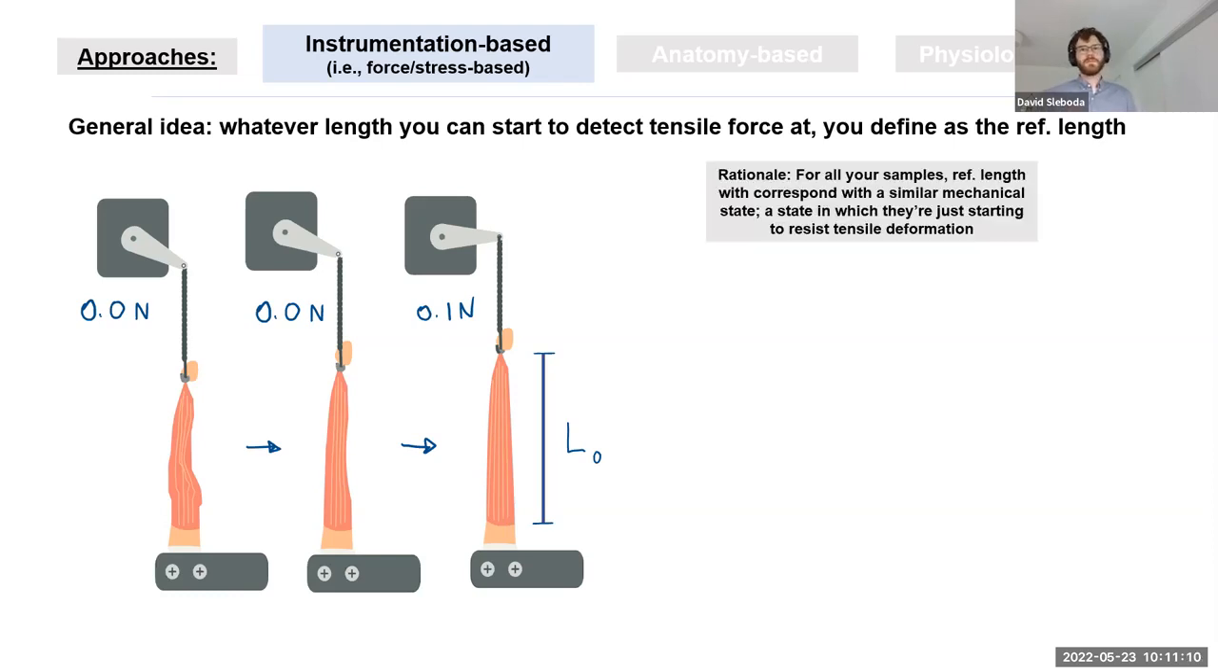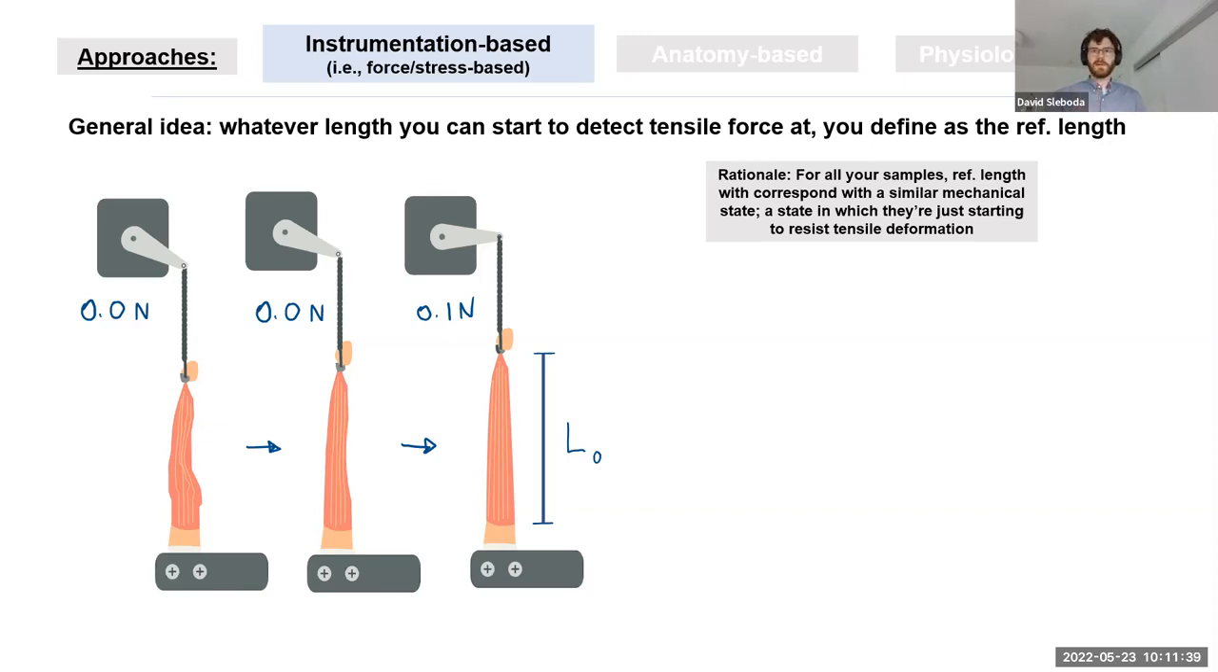And kind of the deeper rationale behind this approach is that for all the samples, the reference length that you're defining is going to correspond with a similar mechanical state, a state in which the muscle or the tendon or whatever you're studying is just starting to resist tensile deformation. So any elastic elements in the tissue are just starting to be engaged. It's kind of just barely been drawn taut.